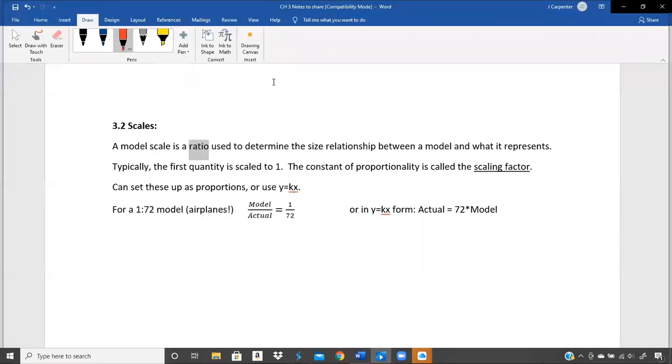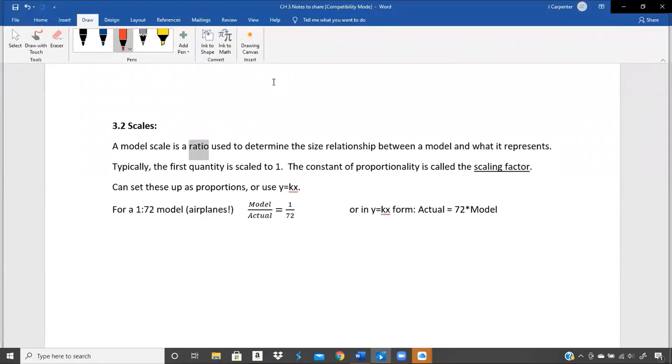So it's a ratio used to determine the size relationship between a model and what it represents. When you open your GPS and you see the map going from your home to your destination, on your screen it only looks like maybe 2 inches, but in reality, you might be going 17 miles. So there's a ratio involved there to scale the quantity of your actual distance to the distance on this map that represents everything that you'll go in terms of driving.